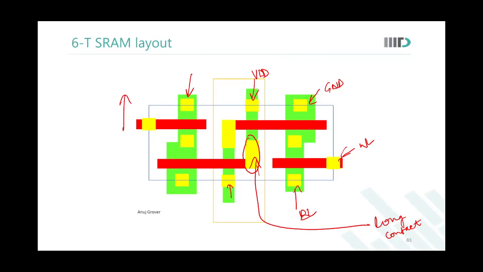Why do you think only in the SRAM cells they allow this and nowhere else? Sir, because of symmetry. Symmetry, because I want to make my sense amplifiers also symmetrical. Many analog circuits I can make symmetrical. To keep it compact. Yes, I would want to make my analog circuits also compact. Why not allow it there?